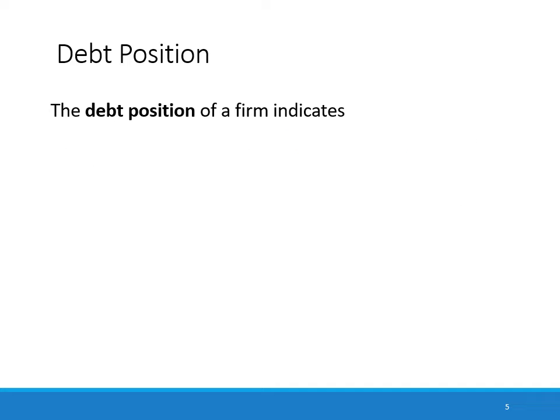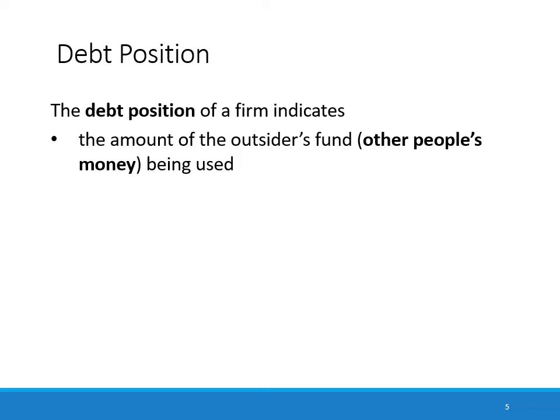Debt position. The debt position of a firm indicates the amount of outside funds, other people's money, being used in an attempt to generate profits. Basically, the firm borrows money to generate profits.